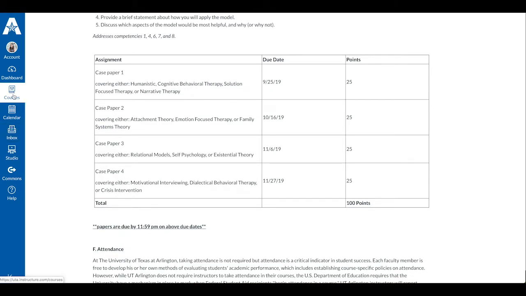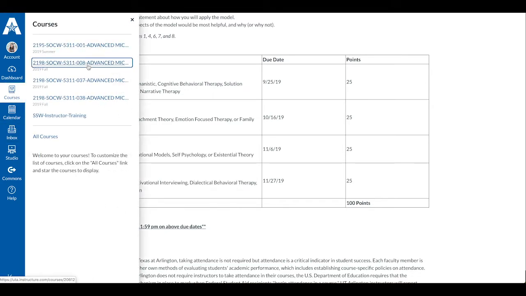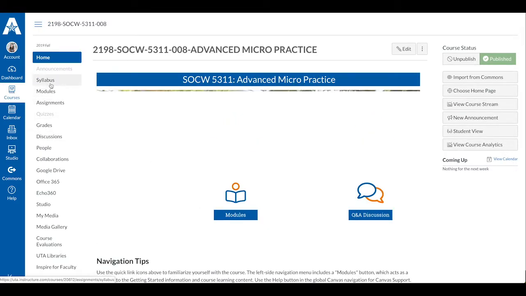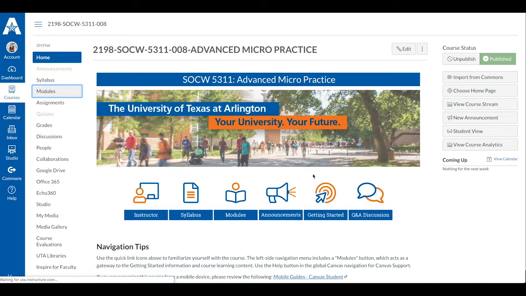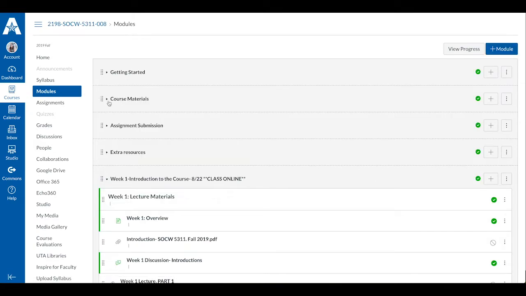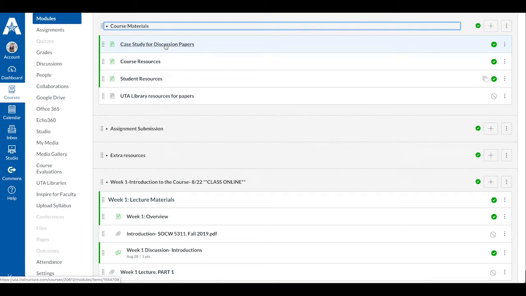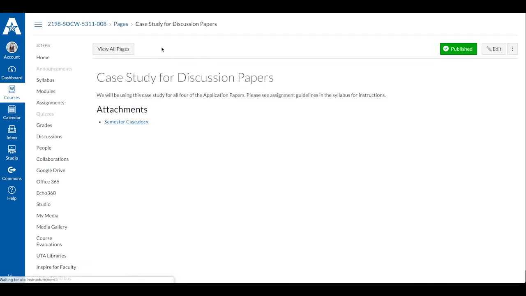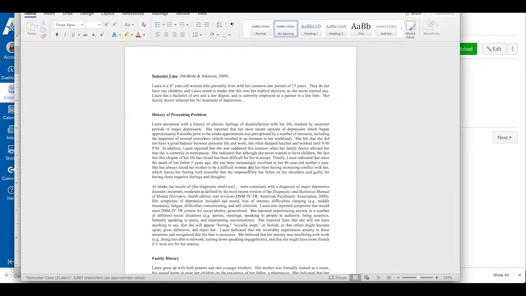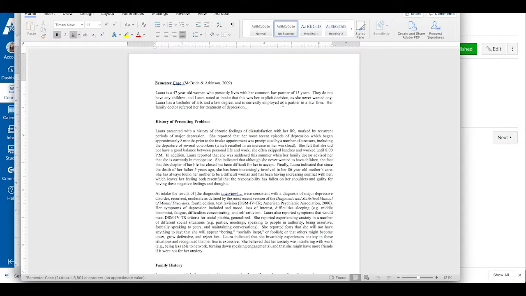Okay, and now I'm going to show you where to find the case information. If you go into the modules section under the course, under course materials, the case study for discussion papers. If you open that up, semester case. I'm using a Mac, so it's a little bit more difficult for me to open things. Open, there we go. Okay. So this is the semester case.